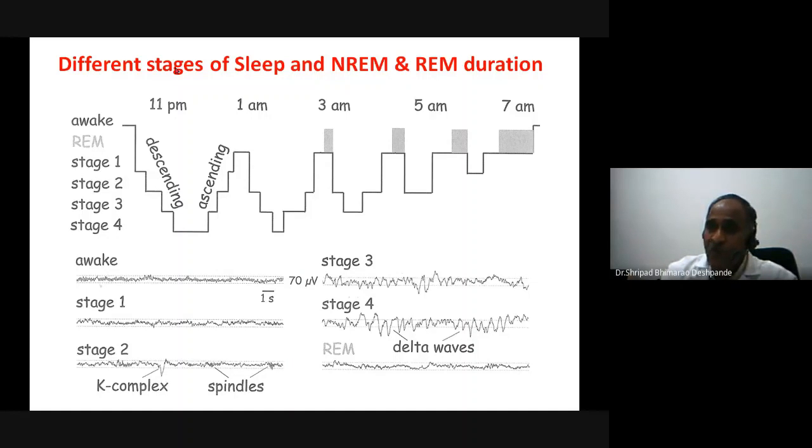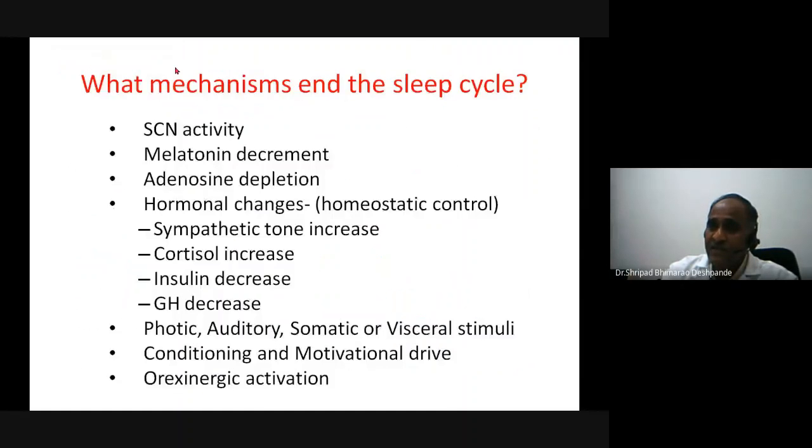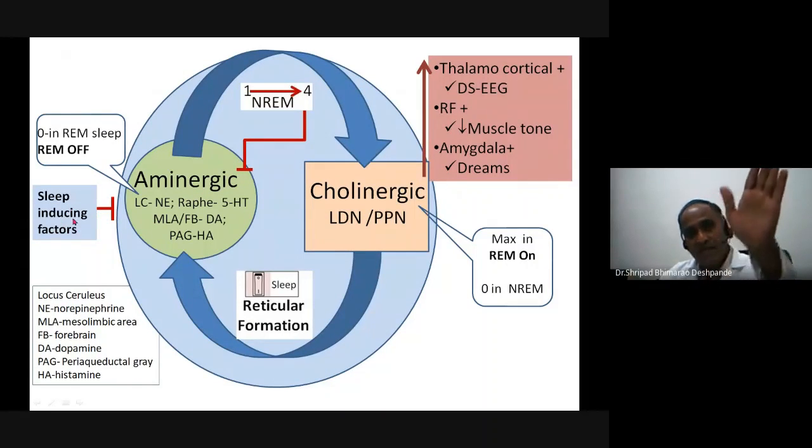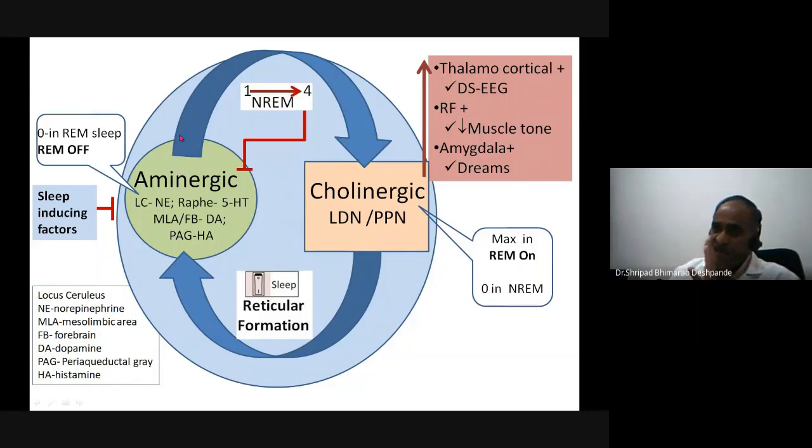So now how is that coming up? Now coming back here, this is the point where I was. We have aminergic neurons which are being suppressed by the VLPO. That means all the sleep inducing factors and the VLPO are suppressing the aminergic neurons. And when the aminergic is suppressed, this will have an interaction with the cholinergic, the lateral dorsal nucleus and the pedunculopontine nucleus. This is the main switch. The main switch is present in the reticular formation.